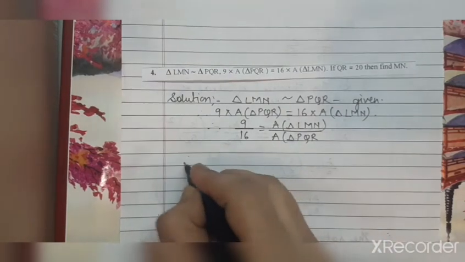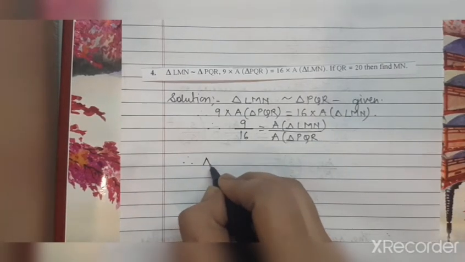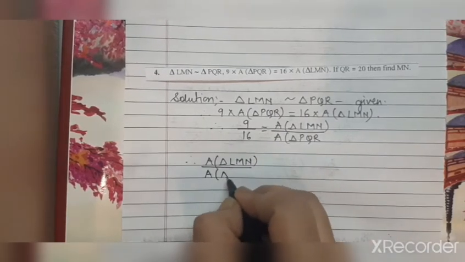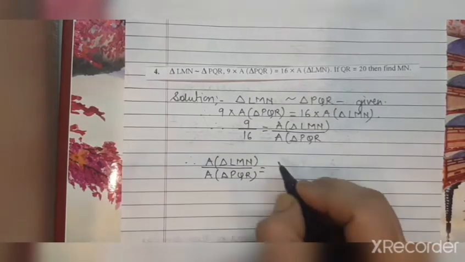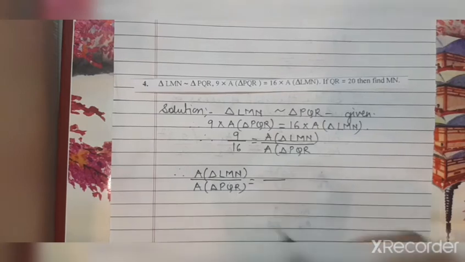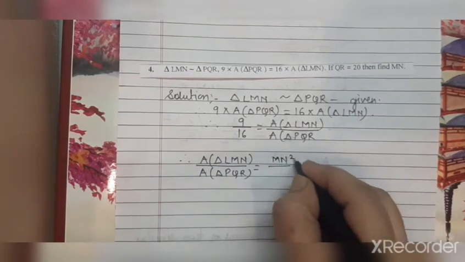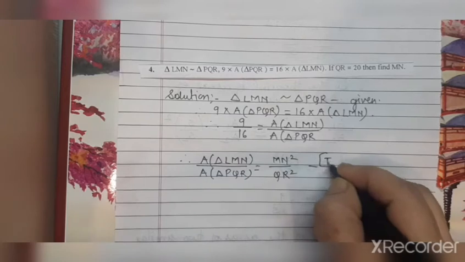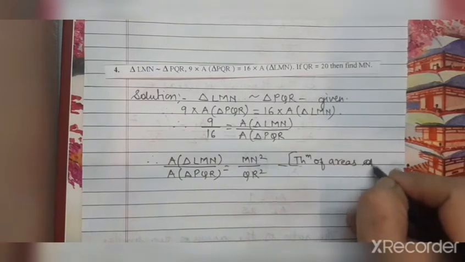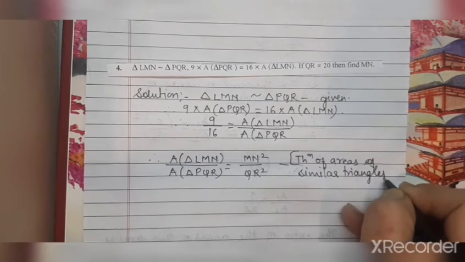Now, since the triangles are given similar, we can write that the ratio of their areas is equal to the ratio of the square of their sides. Now there are 3 sides. Out of that, which we want, only that we will take. We are concerned with QR and MN. So MN square upon QR square. Reason, theorem of areas of similar triangles.